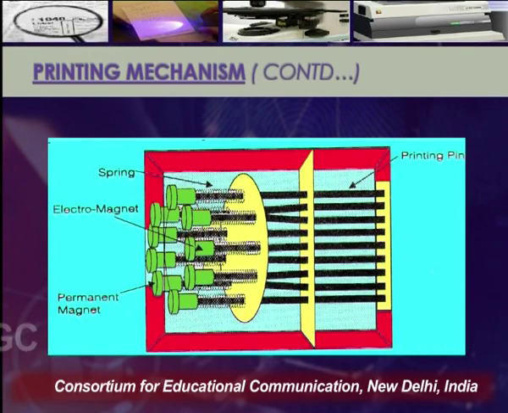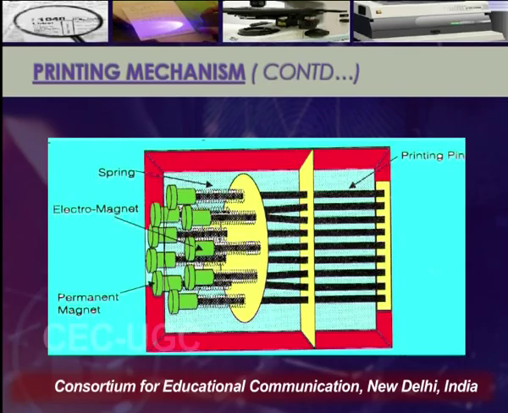As we can see in the image, there are electromagnets in the front. Before that we have permanent magnets, and then we have the spring. At the back we have the printing pins. Whenever the signal is generated, the permanent magnets send a charge to the electromagnet, which helps in the pressing of the spring, and the spring is attached to the printing pins. These pins are in the form of dots.